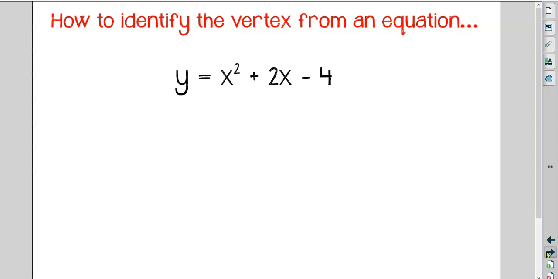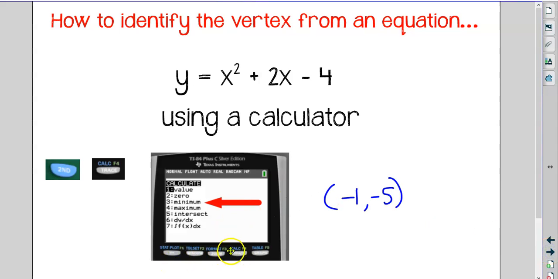All right, what if we didn't have a picture? How would we find the vertex then? Well, there's an easy way and there's a hard way. The easy way is to use your graphing calculator. So in order to do that, you'd have to enter this equation into the y equals button, and then you'd have to use the second trace feature, and you would choose either number 3 or number 4. You'd carefully choose depending on if you knew if the parabola was upwards facing or downwards facing.